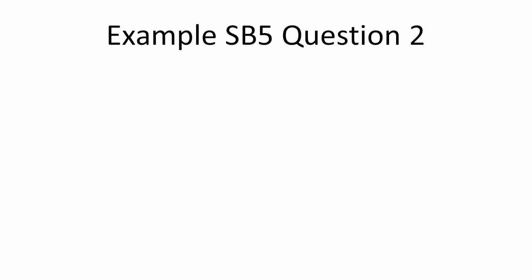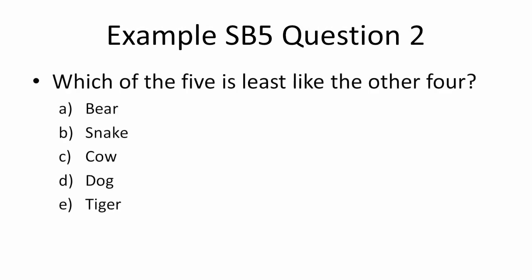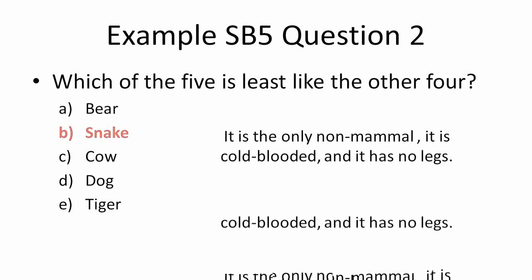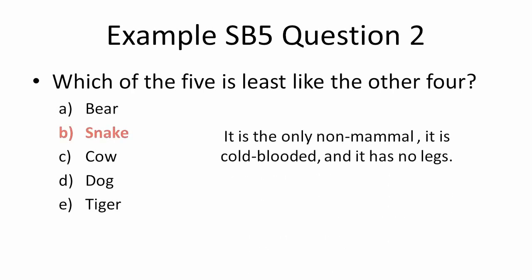Now here's question number 2. Which of these 5 is least like the other 4? Bear, snake, cow, dog, or tiger? All right, if you picked snake, that's probably because it's the only one that's a reptile. It's the only one that's cold-blooded. It has no legs, and so on.